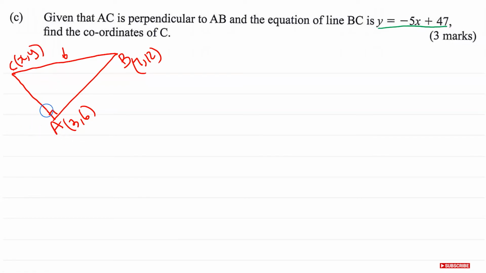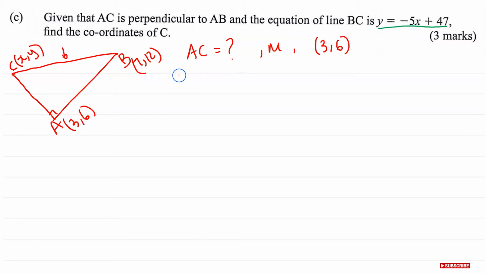Now what we need to know is that at point C, the line AC is going to be equal to the line BC because they meet at this point. So what we need to find is the equation of AC. What do we need again? Well, we need m for AC, and then we need a coordinate. But we know AC is going through this point (3, 6). So we have a coordinate of (3, 6) that we can use in order to find the equation of AC.